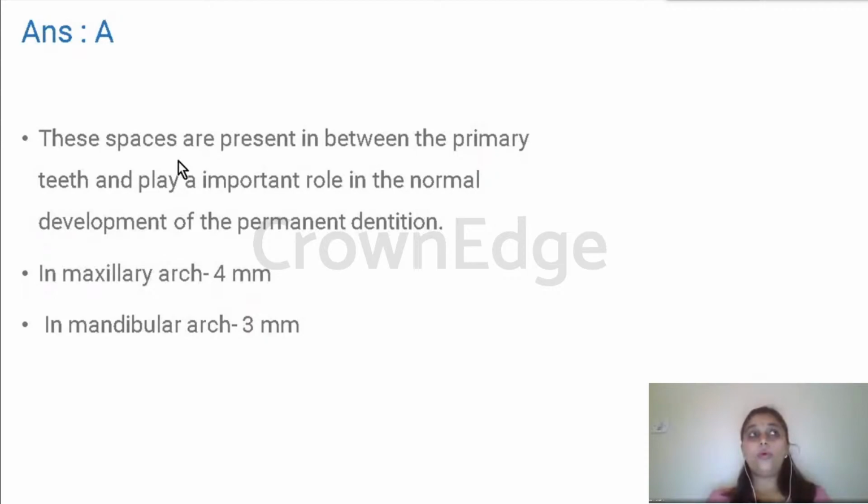Now, these spaces are also known as primate spaces. There are some spaces which have a specific name, like how you have the lateral sulcus, in the primary canine and first molar region. Similarly, somewhere around that region, we have a specific name for one particular space. So, coming to this picture, look at the picture very carefully, and tell me about the spaces that have been marked by the arrows.